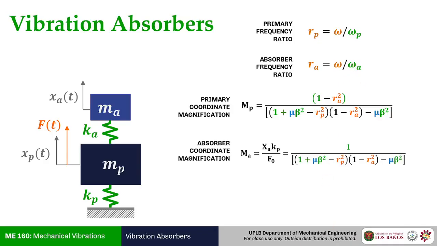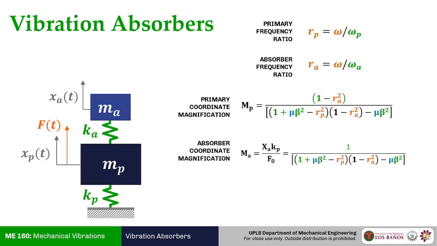And here is your absorber magnification. If you notice here, the absorber magnification is not XA divided by F naught over KA. It's XA over F naught divided by the primary stiffness. So that is something that you have to look out for. So right, here is where we will be playing around most of the time. We will go to X sometimes, but MP and MA usually tend to be useful.